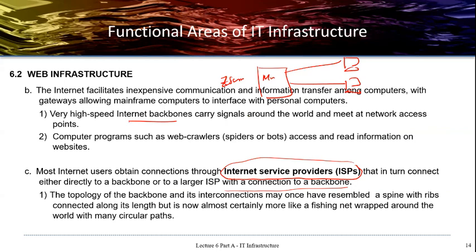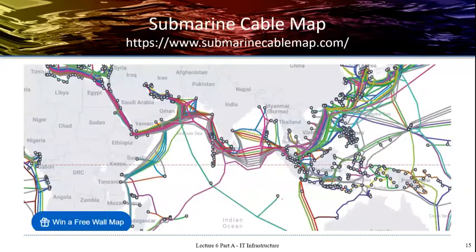So then there's topology, topology of the backbone. So what do you mean by the topology? Topology is the way how it is connected. I'll explain that. Its interconnection may once have resembled a spine with the ribs connected along the length, but is now almost certainly more like a fishing net wrapped around the world. Many circular paths. So it's like now like a fishing net. It's not that here is connected, there it's connected, and that place to that place connected. It's not a one-to-one circuit now, and different cables are going.